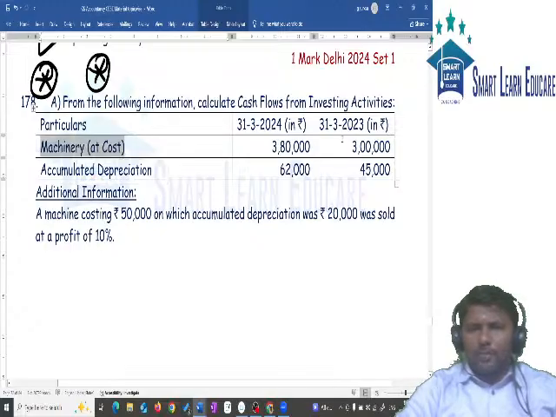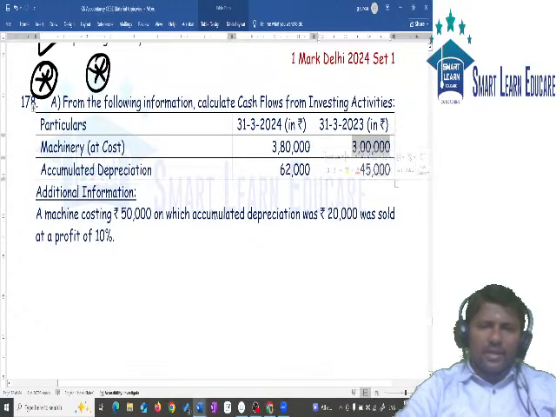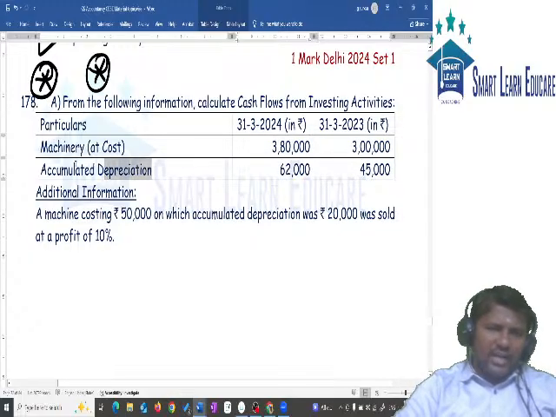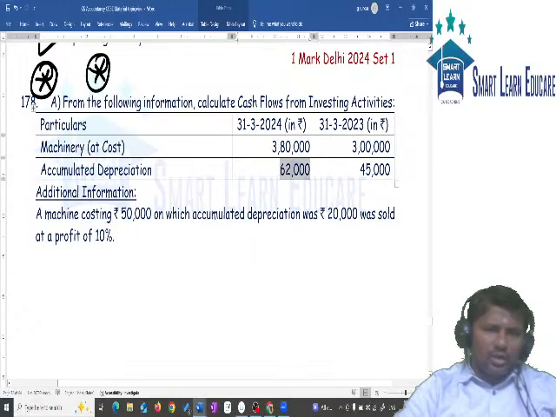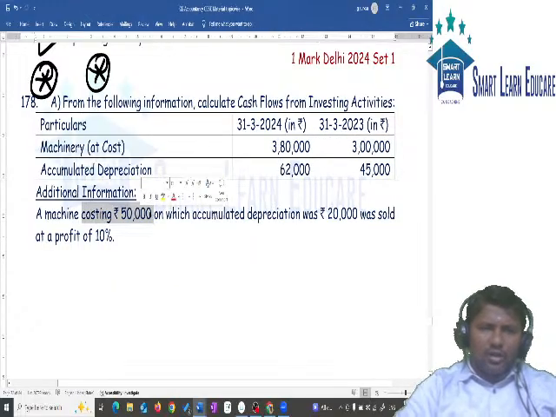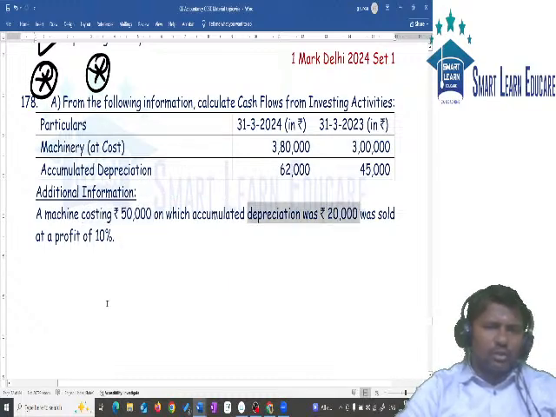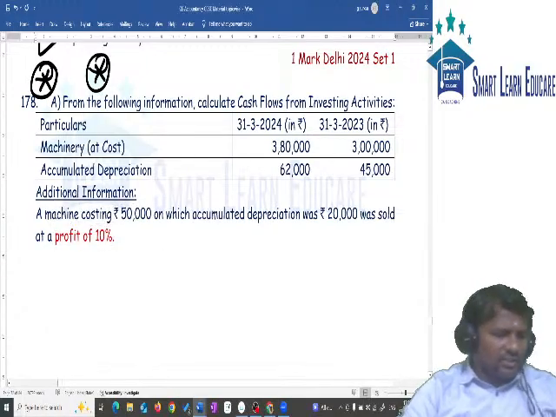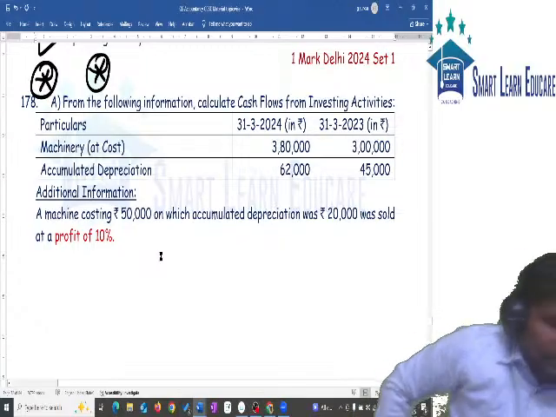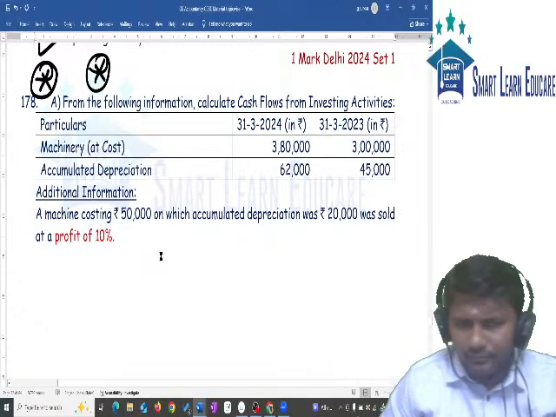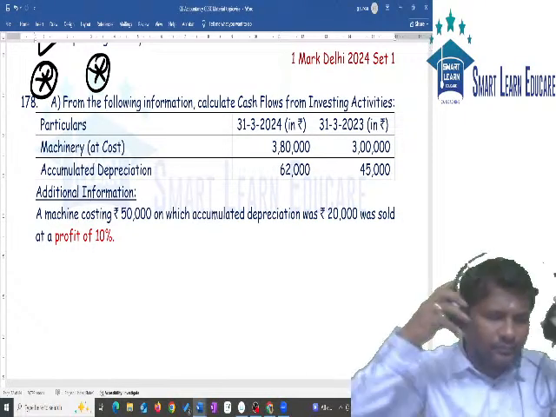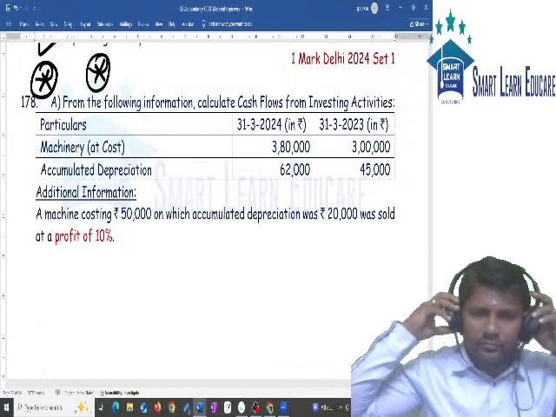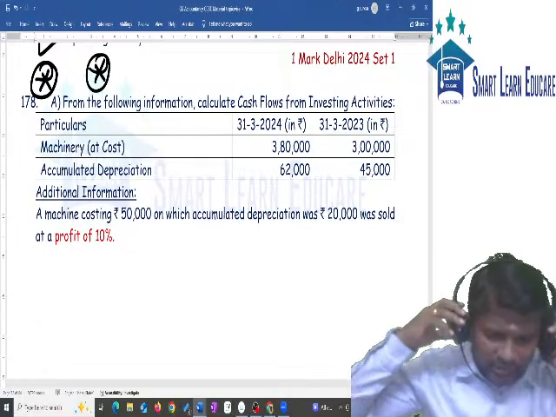Machinery at cost, opening balance 3 lakh and closing balance 3 lakh 80,000. Accumulated depreciation, opening balance 45,000, closing balance 62,000. Machinery costing 50,000, on which accumulated depreciation was 20,000, was sold at a profit of 10%. First go through the question. Question go through பண்ணுங்க, நான் தனி question.